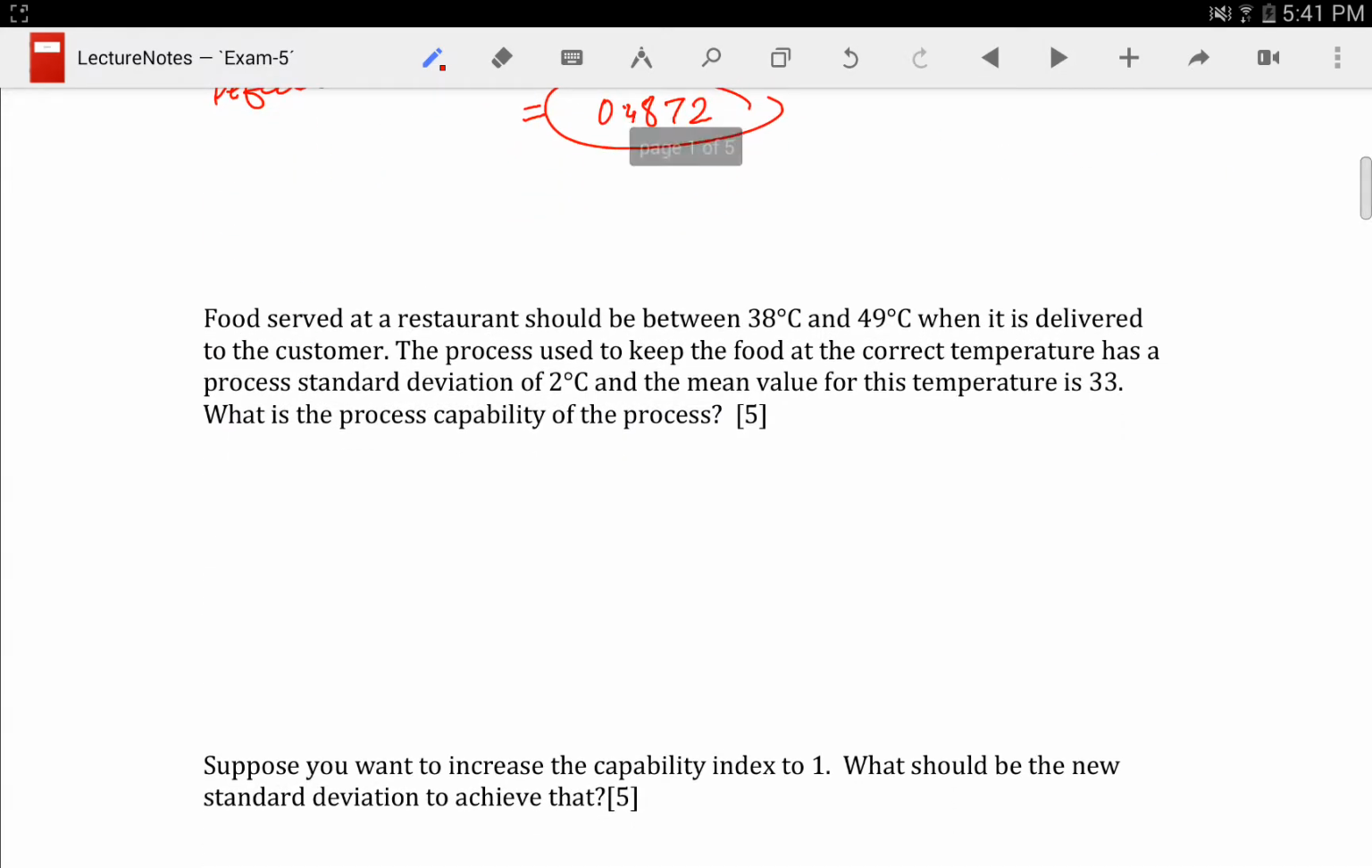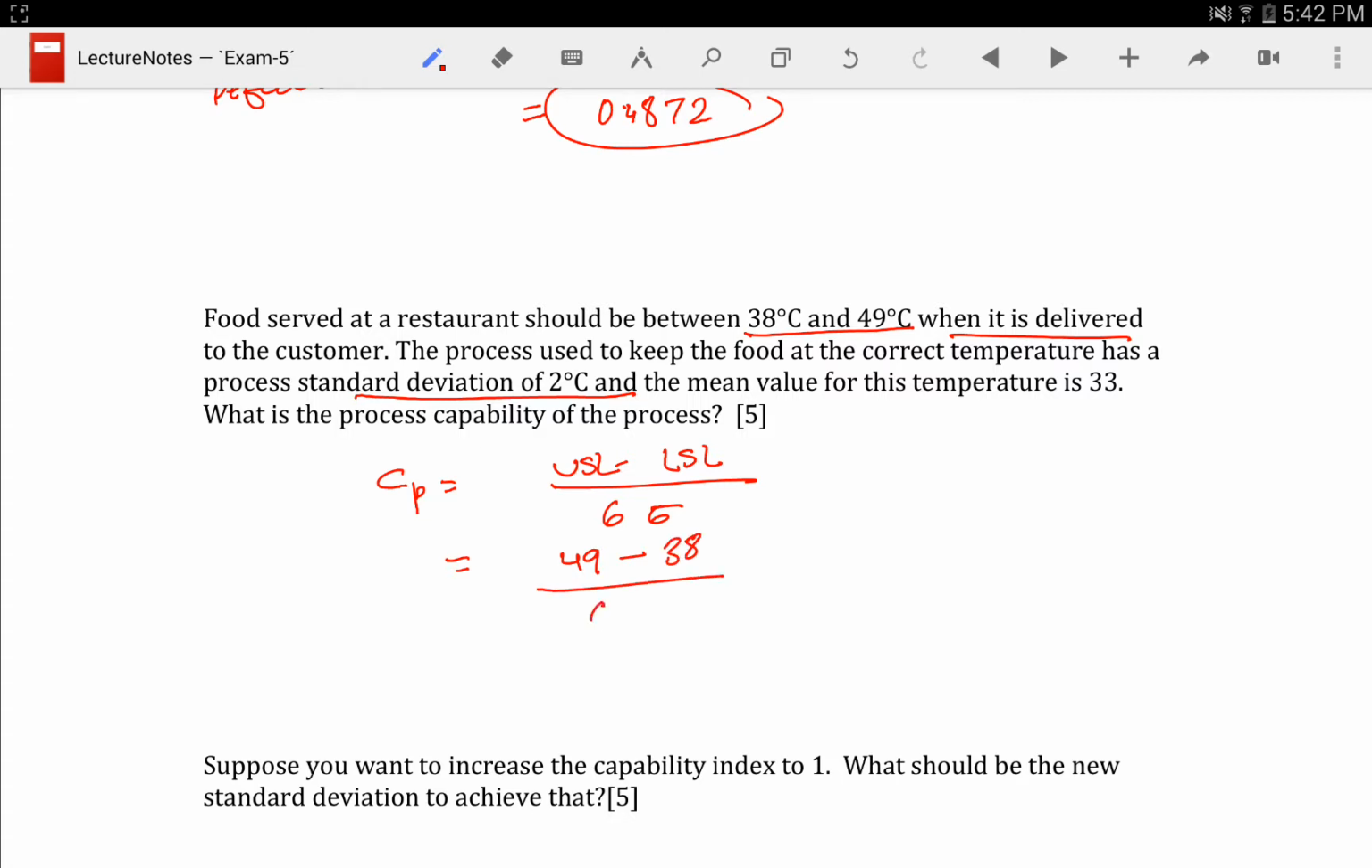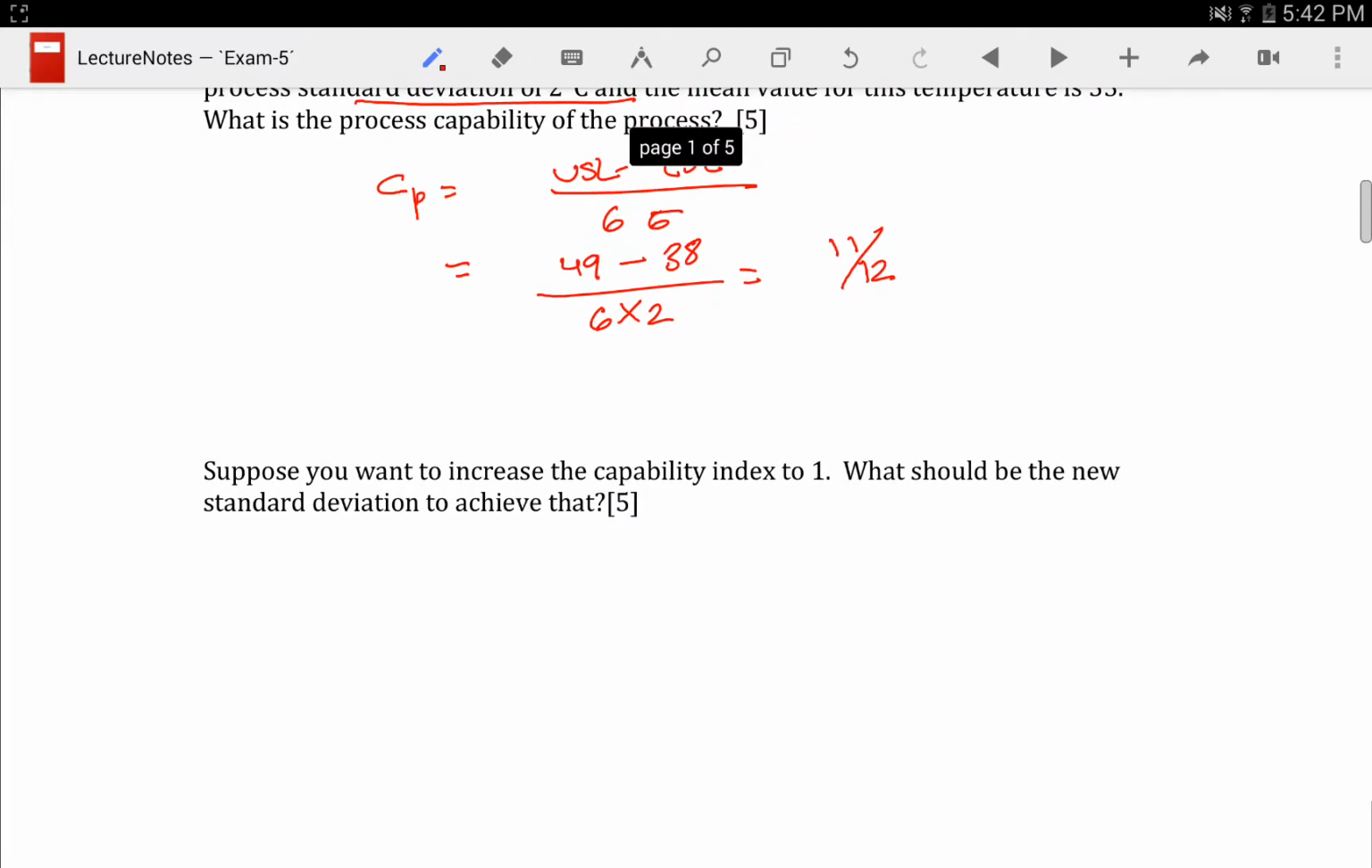The next question: food served at a restaurant should be between 38 and 49 when it's delivered to the customer. This process has a standard deviation of 32. What is its CP? CP is USL minus LSL, upper specification minus lower specification, divided by 6 sigma. Upper specification is 49, lower specification is 38, 6 times 2, so 11 divided by 12. So a little less than 1.